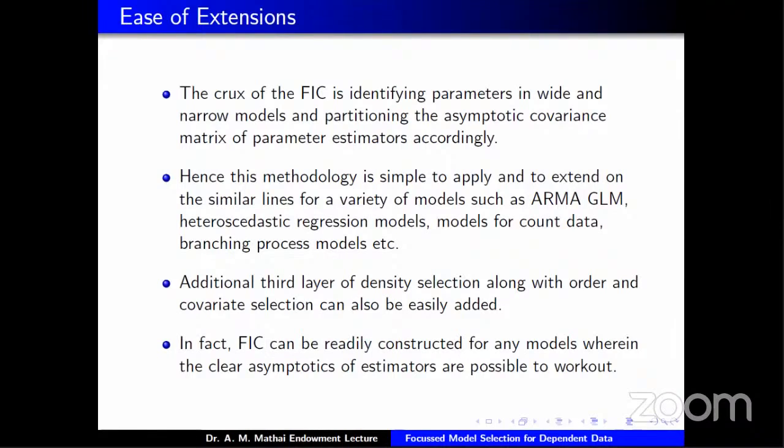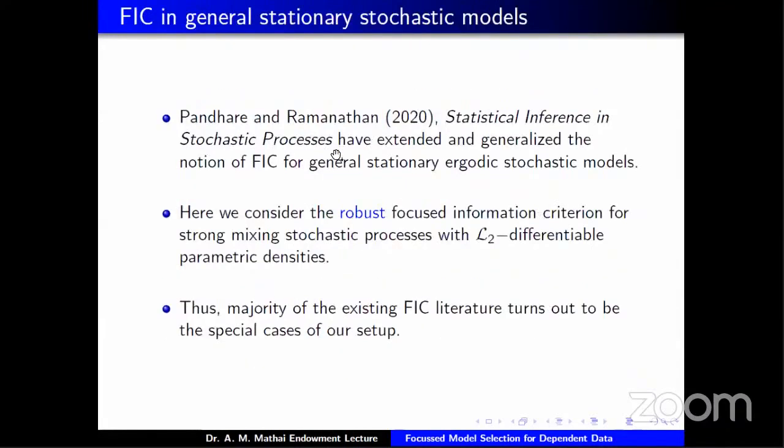This is a paper published a little earlier, in 2020, in Stochastic Processes and their Applications. Well, that's all. In it I have extended generalized notions of FIC to general stationary ergodic stochastic models. So I think I'm almost done.